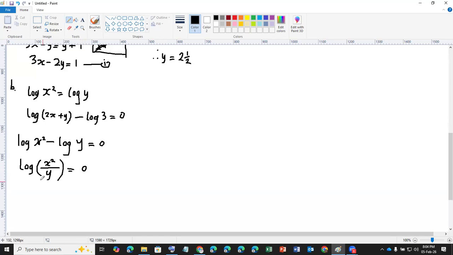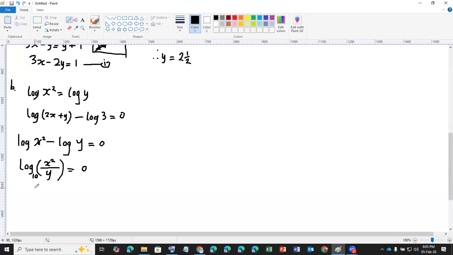Again, like I said, when they don't tell us a base, we can imply that the base is base 10, right? Because of this, I have to write 10 there, because of what I want to do next. I'm sure you can guess what I want to do next. I want to convert this to what? Indices. Again, how would I read it? I would say the logarithm of x squared over y to base 10 is equal to 0.